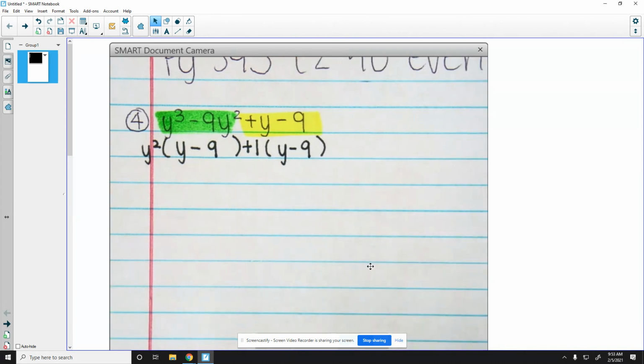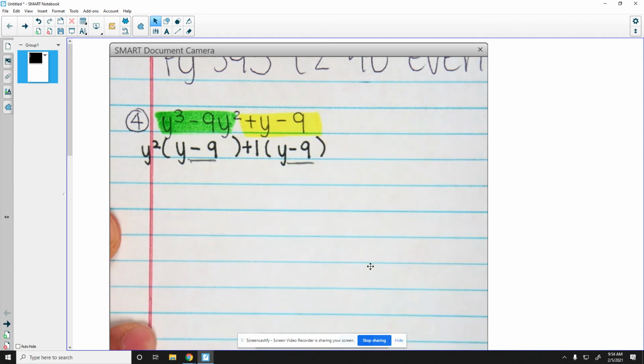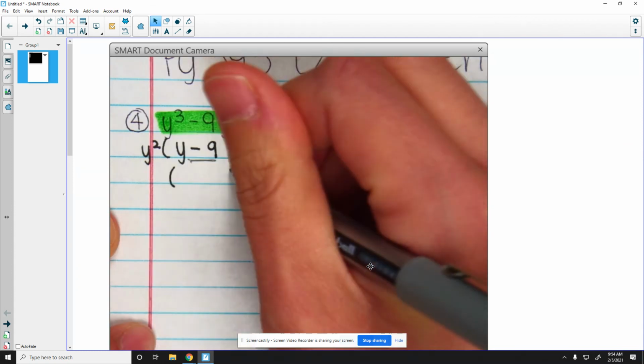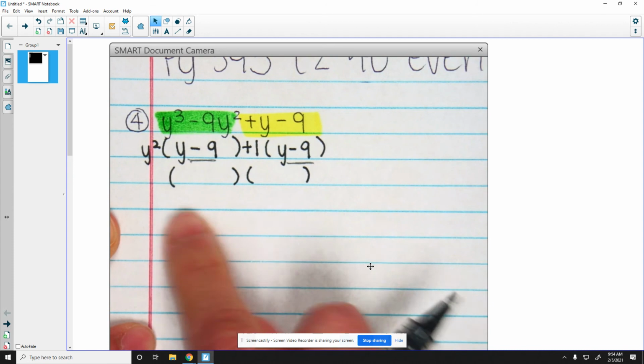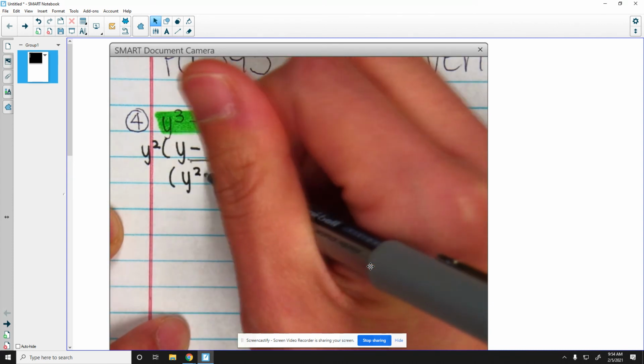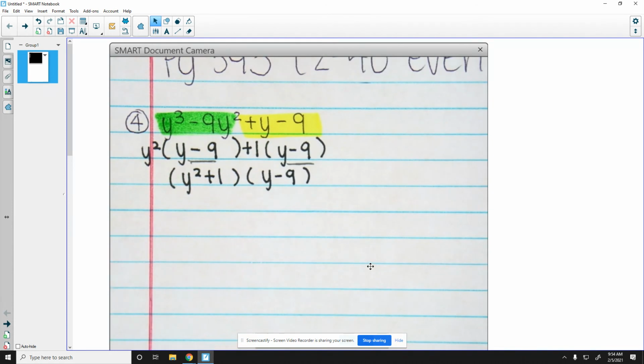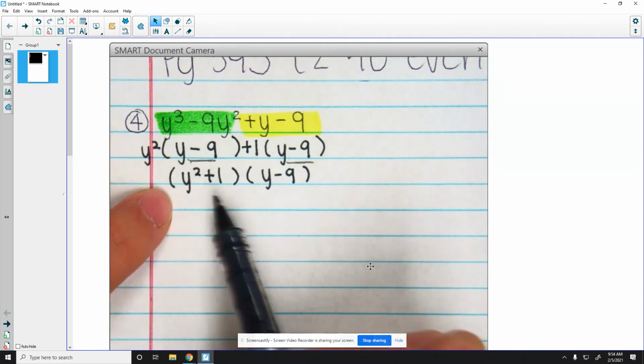So I know I did this right, because remember, the things in the parentheses are exactly the same. So how do I write my factored form of this? y squared plus 1 and then y minus 9. Good. Okay. So before you box it in and say that that's your final answer, when it says factor completely, maybe that means that you can go even farther.